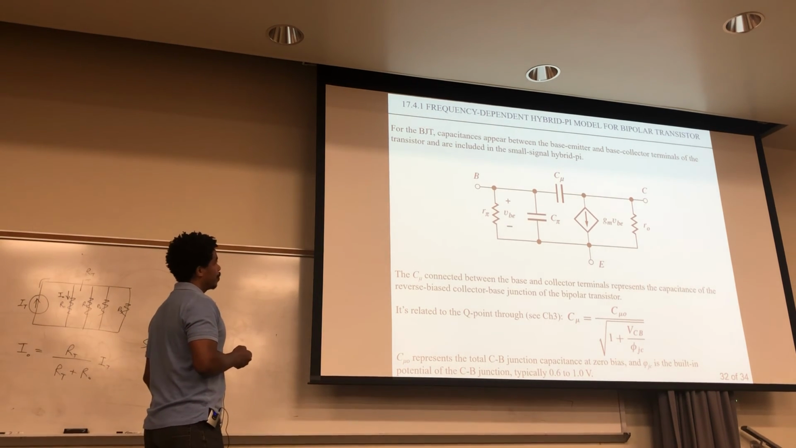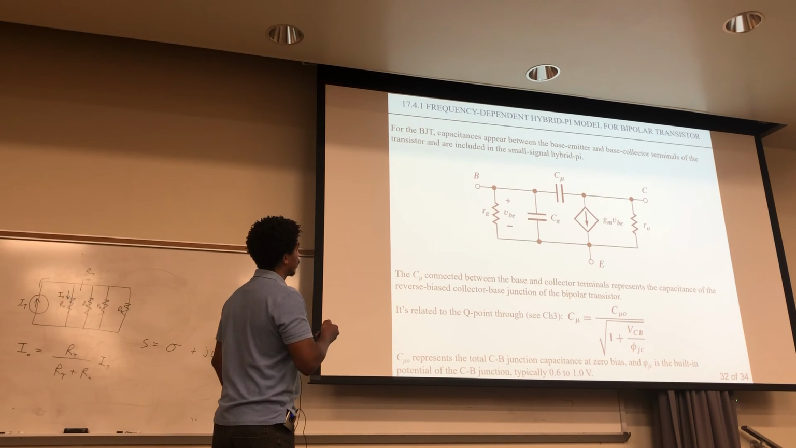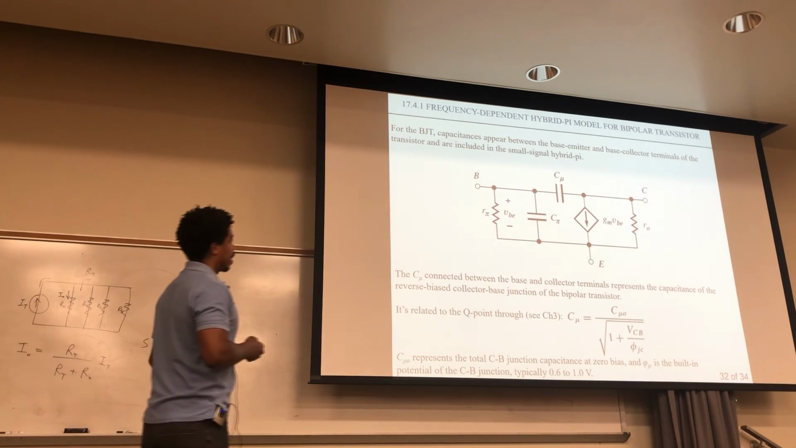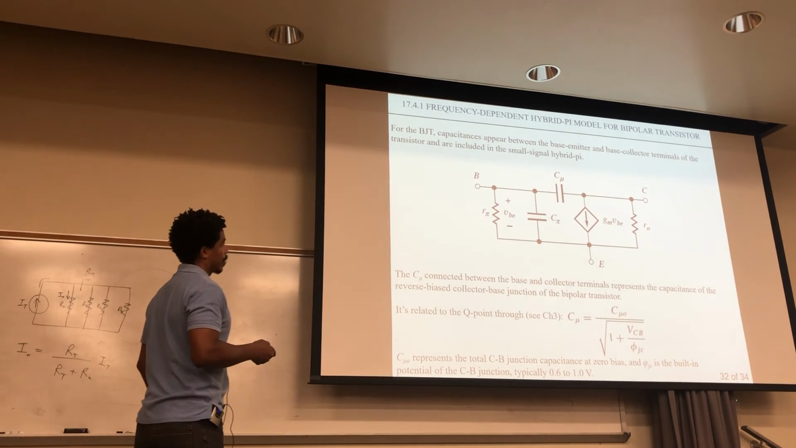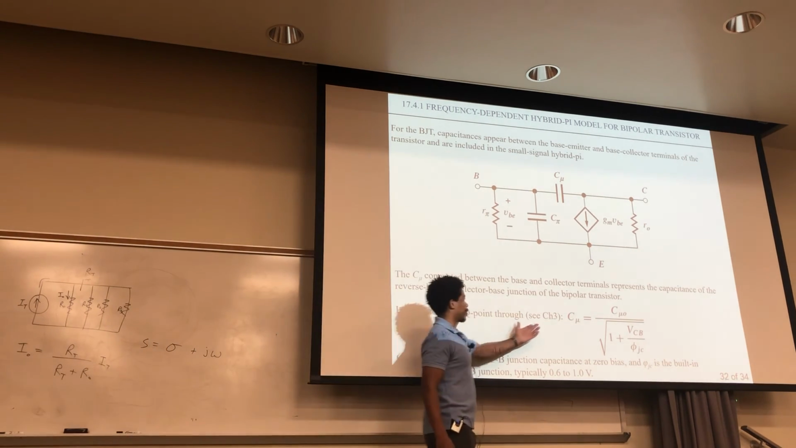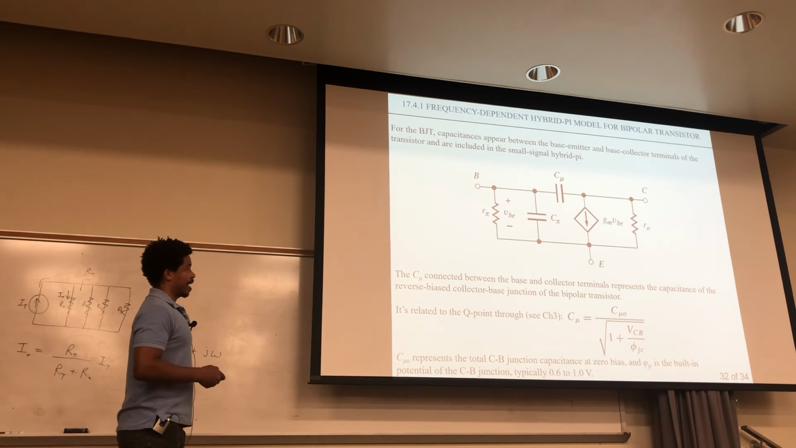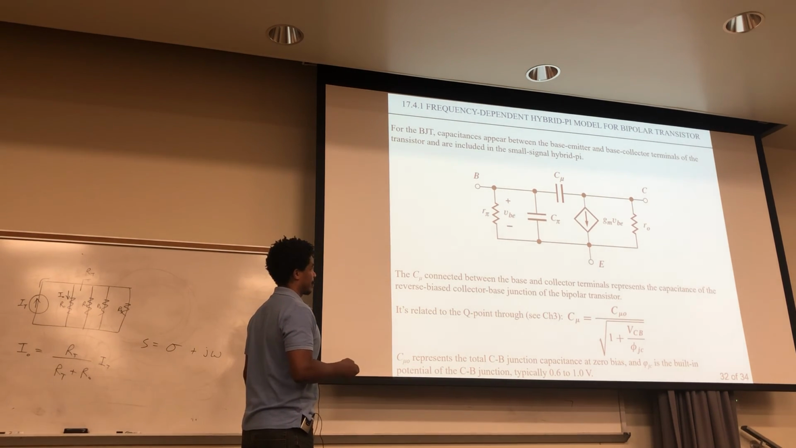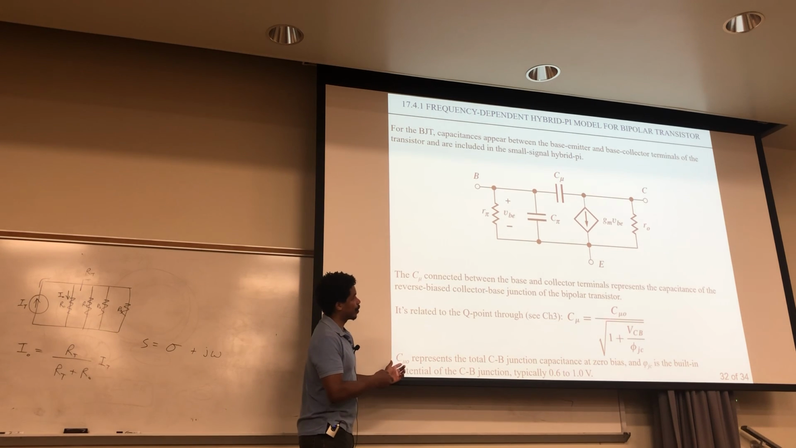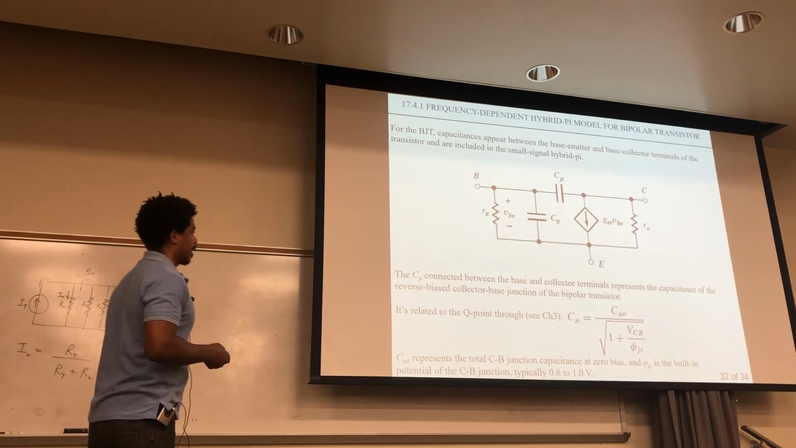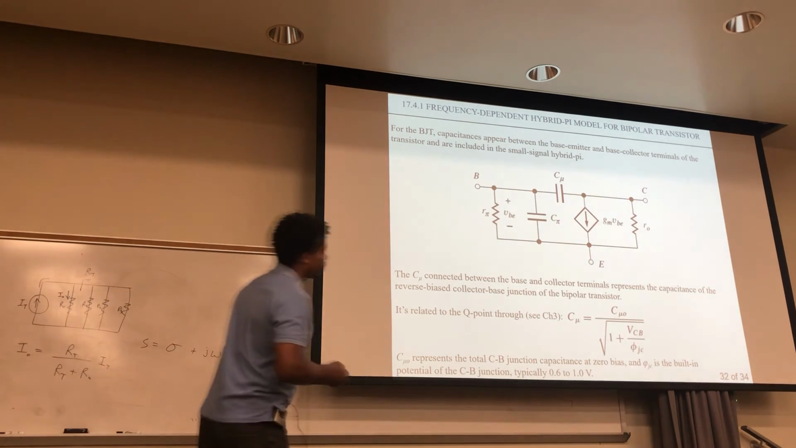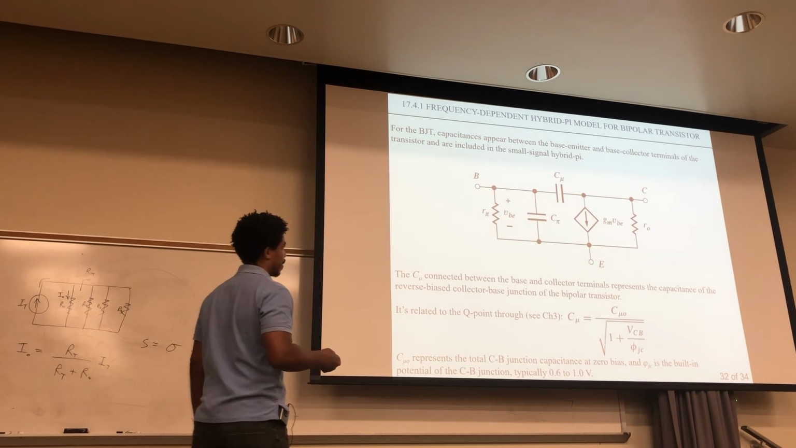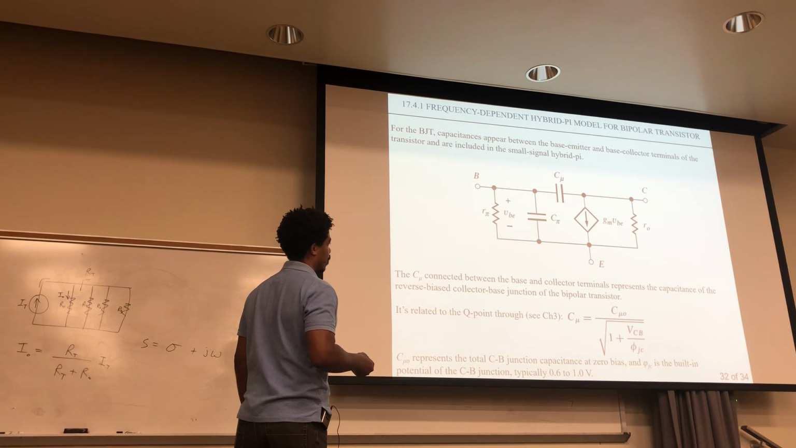Now the C mu connected between the base and collector terminals, right here and here, represents the capacitance of the reverse bias collector base junction of the bipolar transistor. And the book asks you to remember something from chapter 3. This C mu is related to the Q point through this equation right here. I suppose this equation came from chapter 3, where it was derived, because it's not derived in chapter 17. It's just given to you. So this C mu 0 represents the total collector base junction capacitance at zero bias, and VJC is the built-in potential. This value is typically between 0.6 to 1 volt.